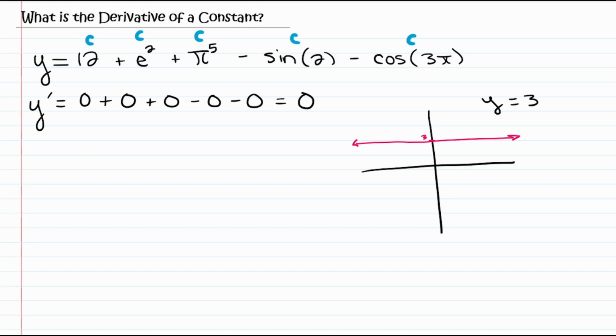And so for any point on this line, y equals 3, we don't have a slope, right? It would just be a slope of 0 because there's no going up, there's no going down, it's just a horizontal line. And so our derivative, if we were to take the derivative of y, it would be 0 because the slope is 0. All right, and you can apply this to any constant you see. If you're asked to take the derivative, you know the answer is just 0. I hope this helps.